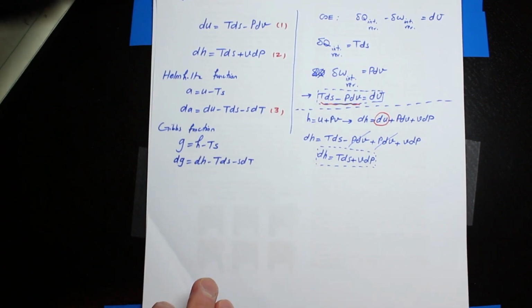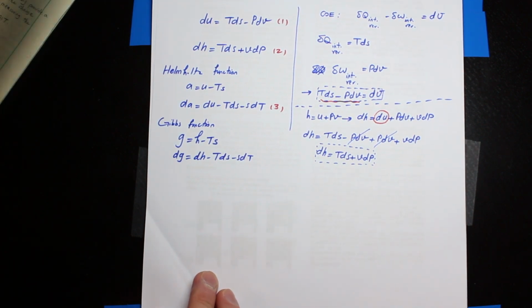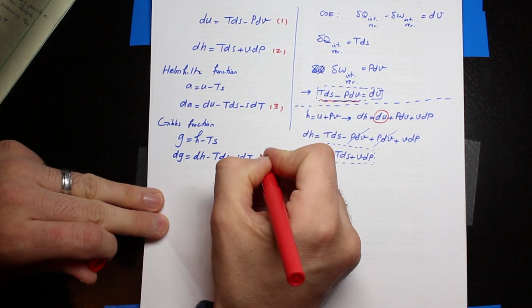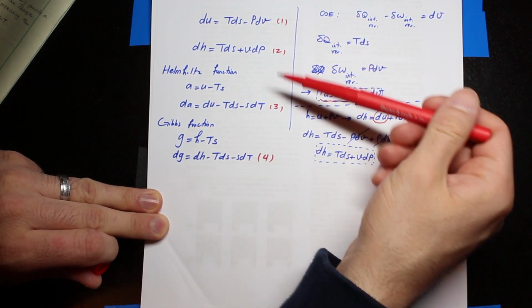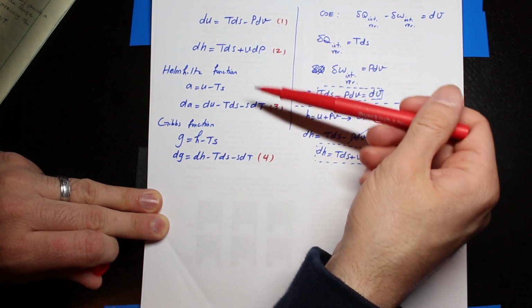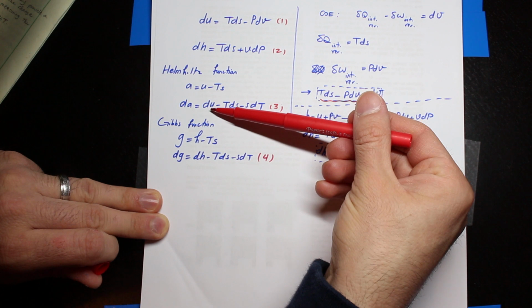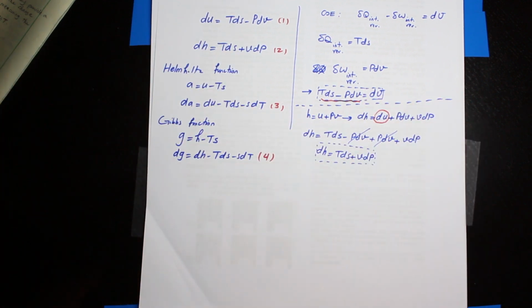All right, so for the next step, I'm going to combine equation 1 and 3. Before that, let me also give number 4 to this equation. I'm going to combine these two equations together. By combining, I mean instead of du that I have in equation 3, I'm going to write the right hand side of equation 1.